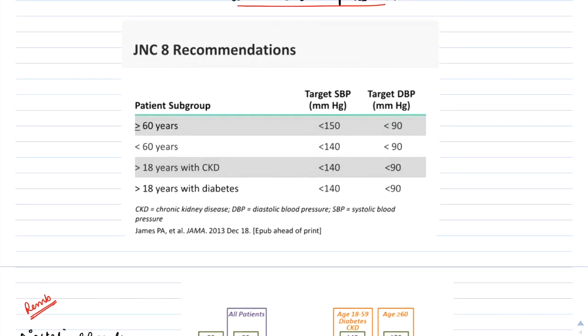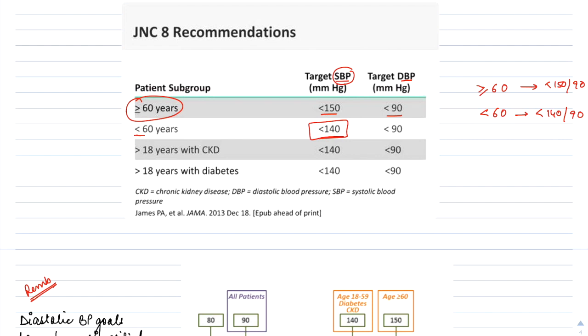So the JNC8 says that in a patient aged more than 60 years, the target systolic BP is less than 150 and diastolic is less than 90. So for 60 years or more, the target BP is less than 150/90. Okay, and for less than 60 years, the target BP is less than 140/90. So the target systolic BP for less than 60 years is less than 140.